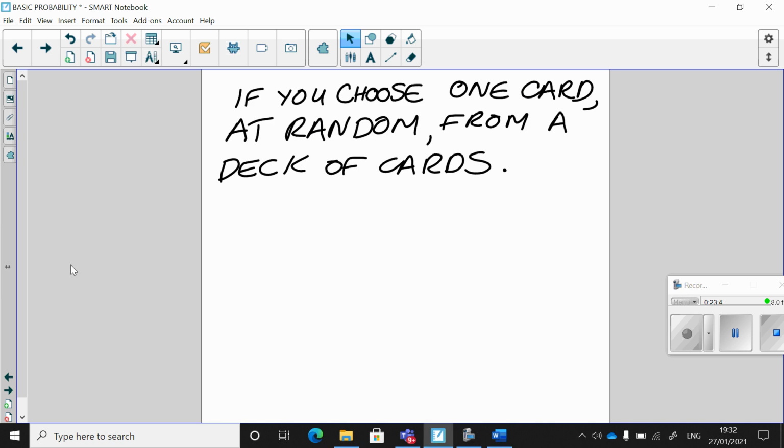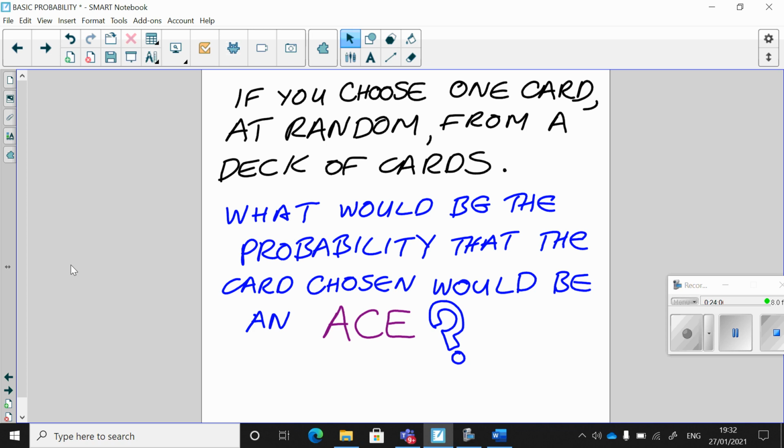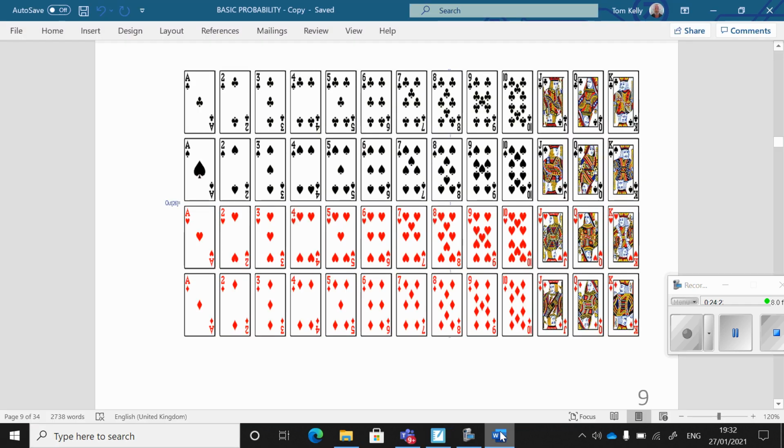Right, let's go for it. Just going to take that deck of cards, 52 with the 4 suits, 13 in each, and we're going to pick a card at random from the deck. What's the probability that the card chosen would be an ace? Remember, you're not allowed to look, no cheating. Well, we need to think, how many aces are there within a pack of cards? I'll let you think upon that one.